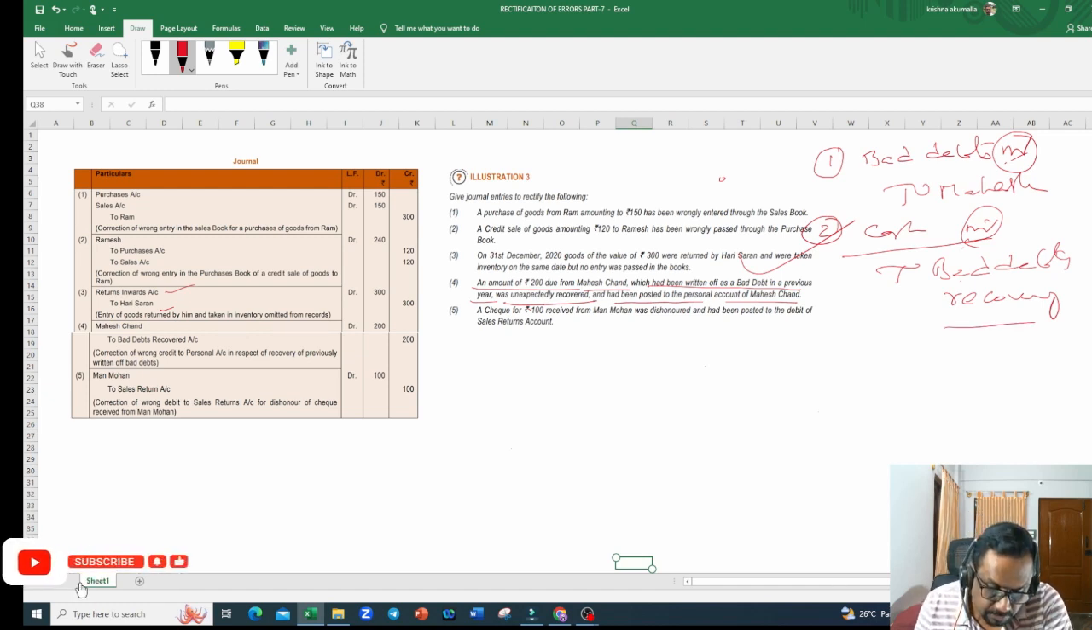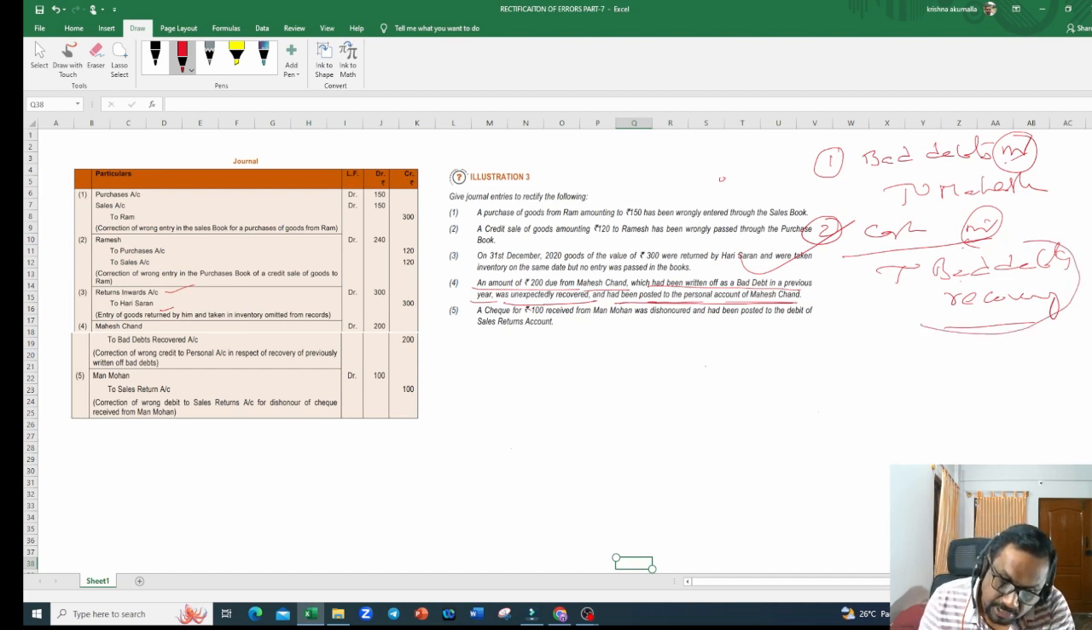But what did they do? They had posted it to the personal account of Mahesh. What they did is, see, they were supposed to credit bad debts recovery account, but they credited Mahesh account. You need to understand this story first. If you understand this story, these two entries, you can understand what would have happened. That is the reason I explained these two. This is not a wrong entry or correct entry or rectifying entry. I am explaining the history of this transaction.